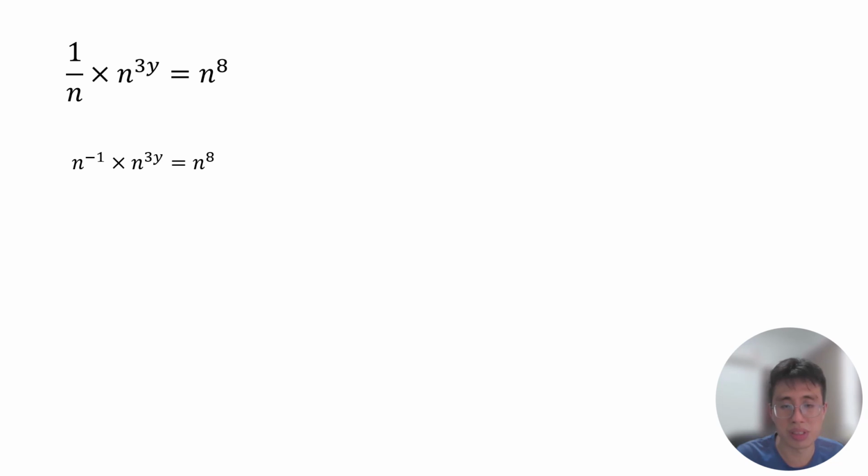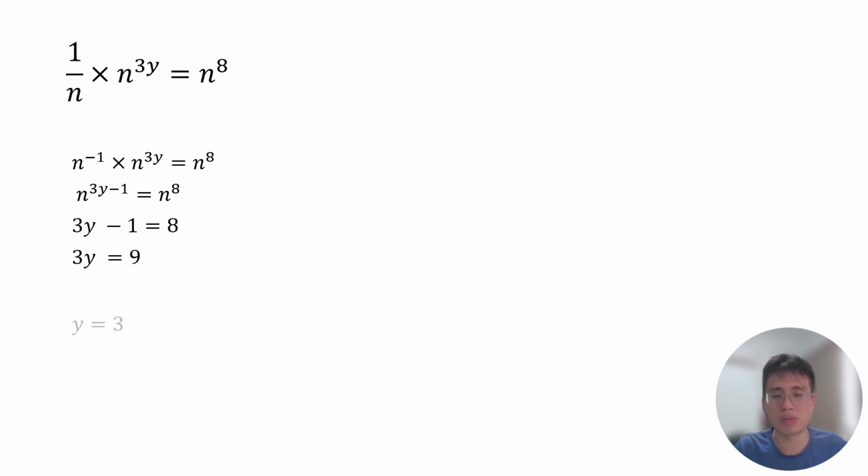And next, since the law of indices says that when multiplying, the index is added, you can see 3y minus 1. The left hand side base is n, with power 3y minus 1, and then equal to n power 8. So we can equate the index of the left hand side and right hand side. In this case 3y minus 1 equals 8, and then we get y equals 3.